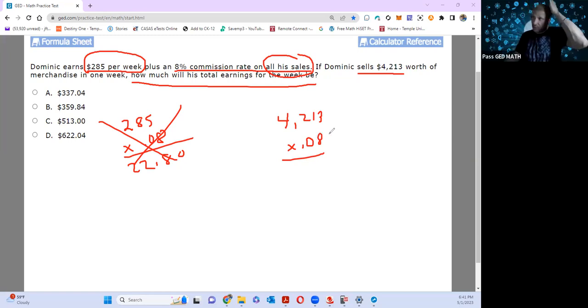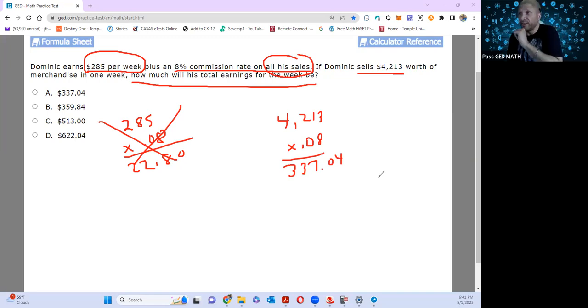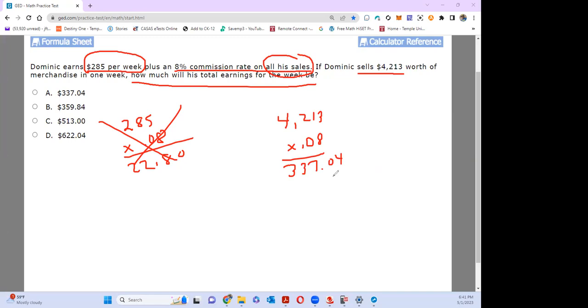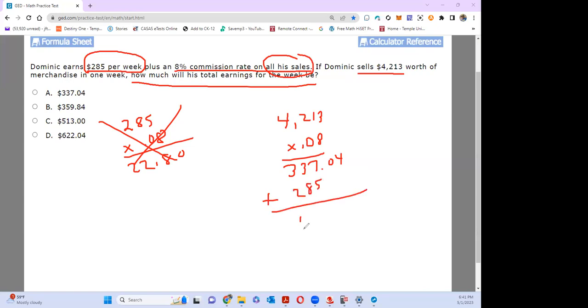So now, 4,213 times 0.08. Now, what is that answer? 337.04. That's the first part of it. Then what are we going to do? We must add the 285. And what do we get? 622.04.